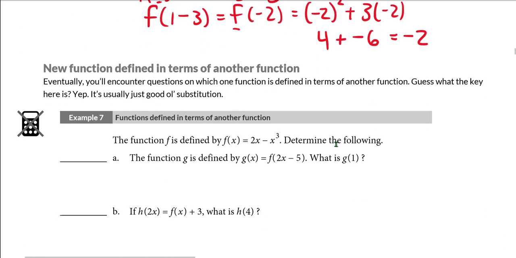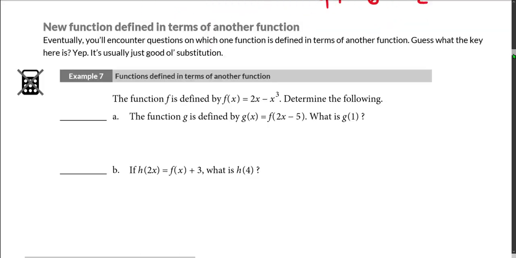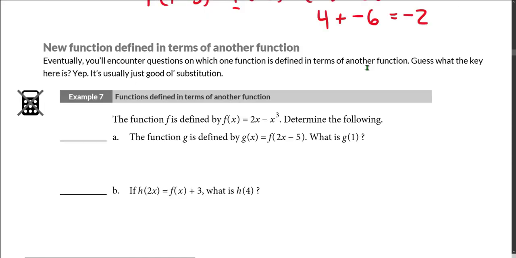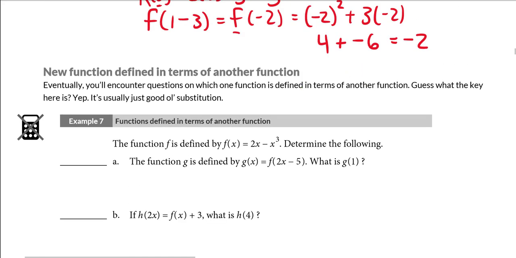Now, finally, before we get to function graphing, we've got to talk about new functions defined in terms of another function, in terms of an original given function. These questions actually can be a little stumpy for certain students, especially example 7b. Of course, if you want to try what's going on here on your own, pause the video and do so. I'm going to work through it right now. So in example 7, we have the function f defined by f of x equals 2x minus x cubed.